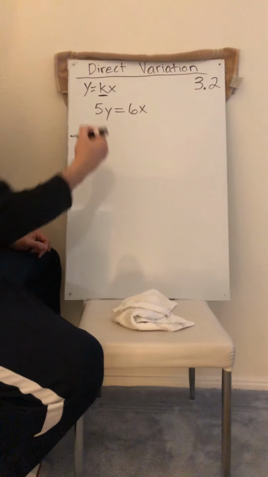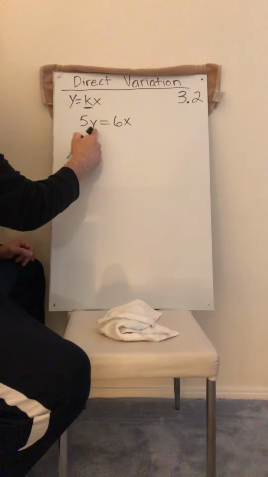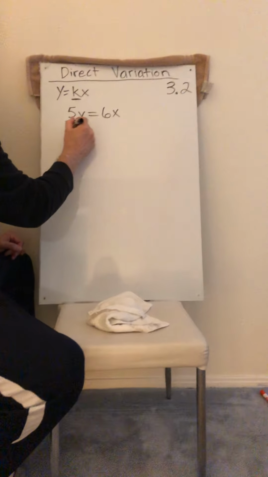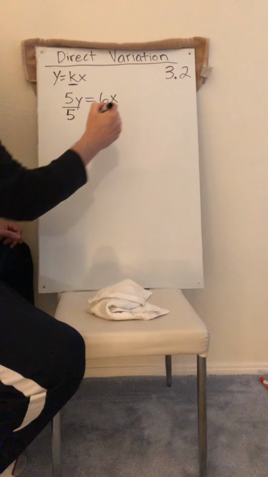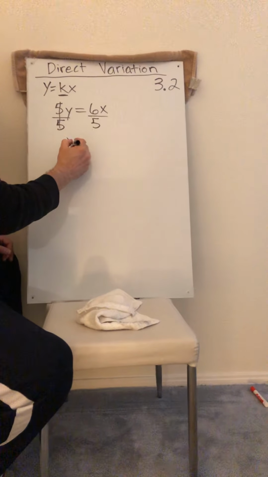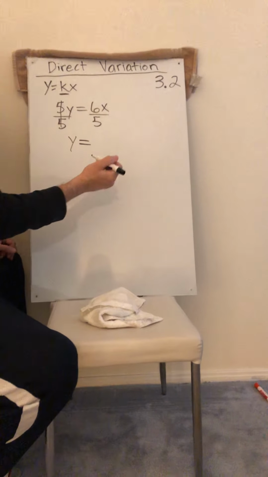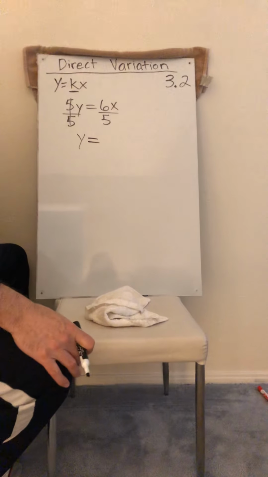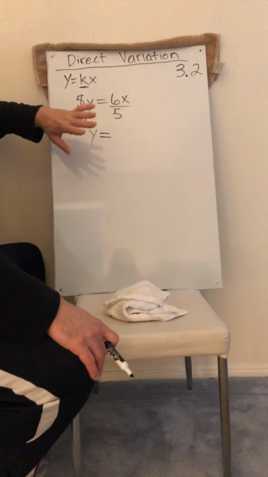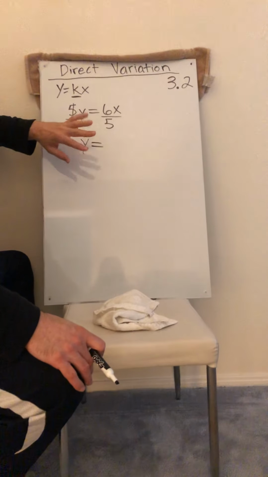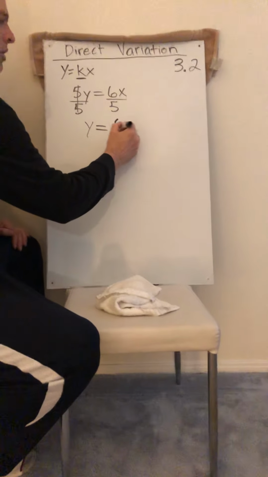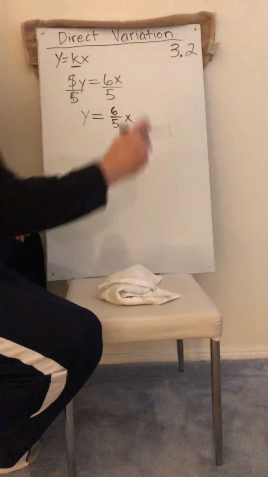So if we're solving for y, I have to do the opposite of multiplication, which is division. So I'm going to divide by 5, divide by 5. My 5's cancel, turned into a 1, which becomes y equals, and then I go to my fraction. Well, my fraction cannot be simplified, so I'm going to leave that the same.